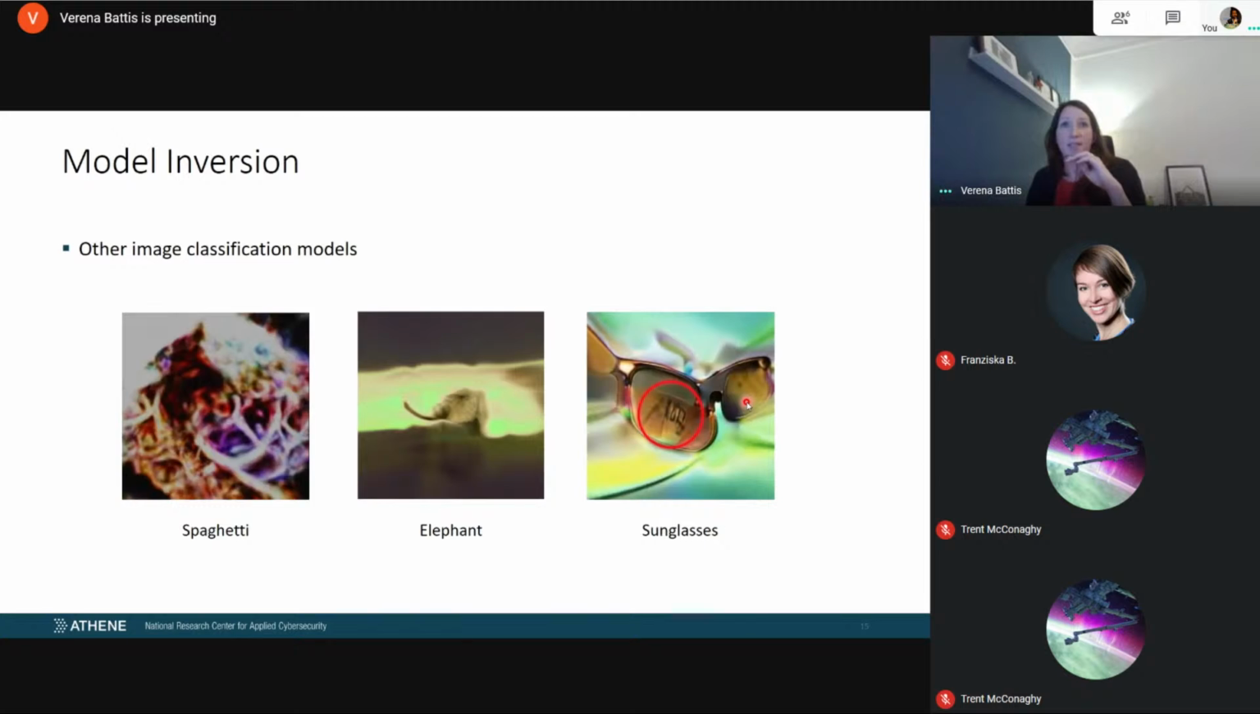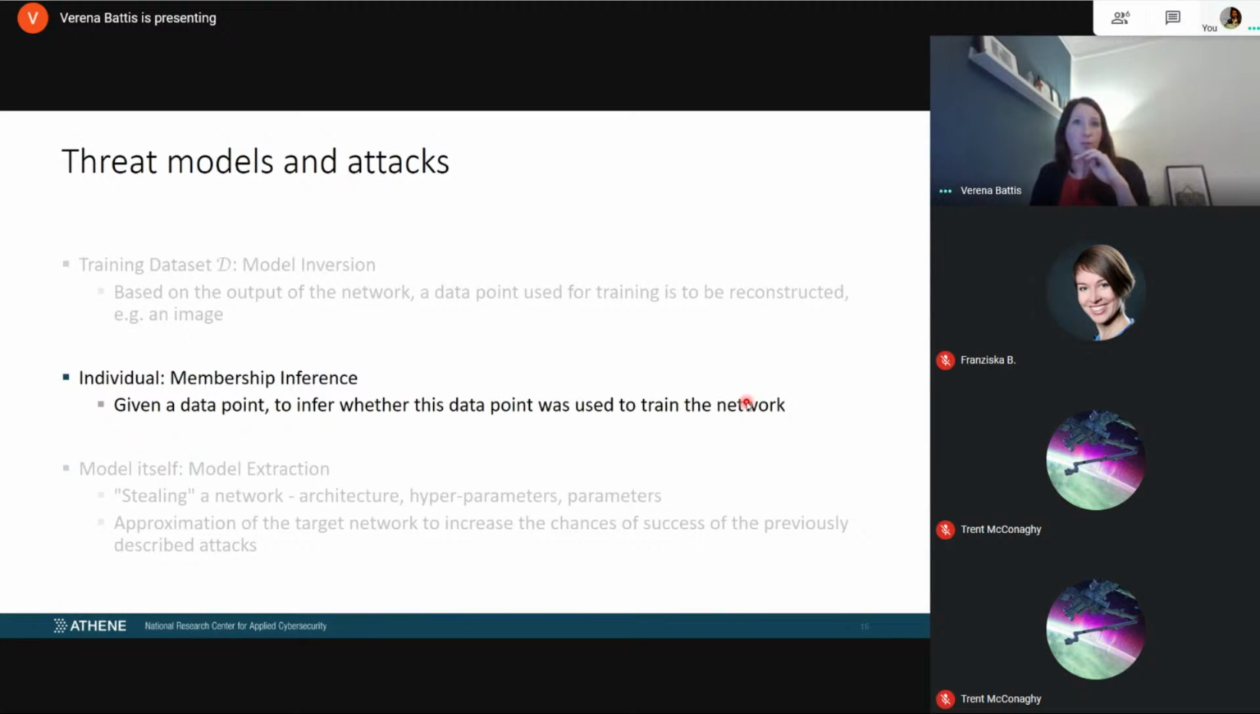Moving on to the next asset, which might be under attack, the individual. And what is a membership inference attack?